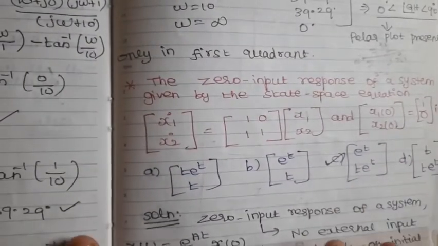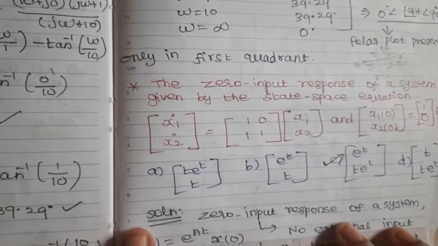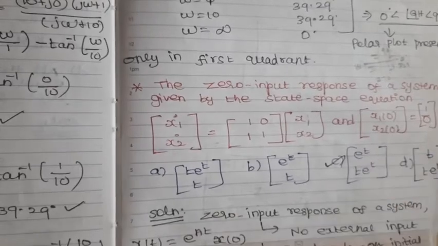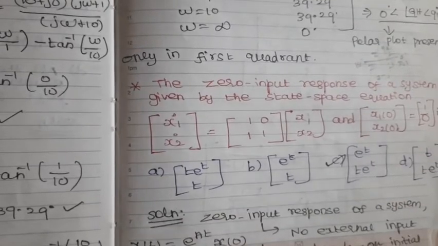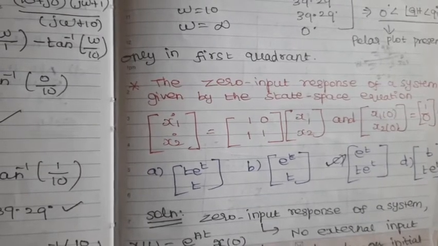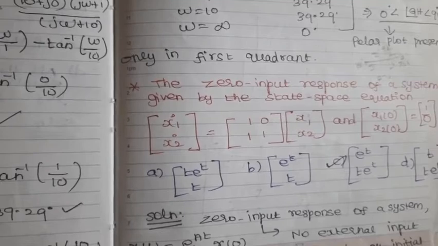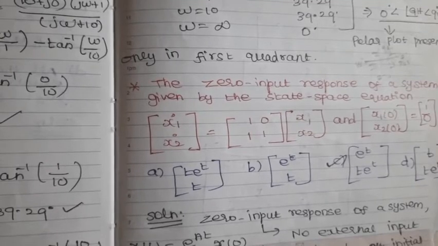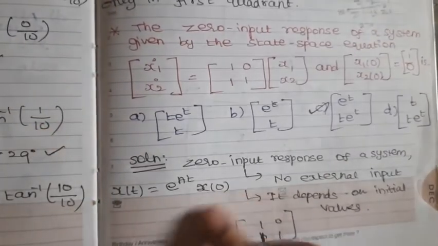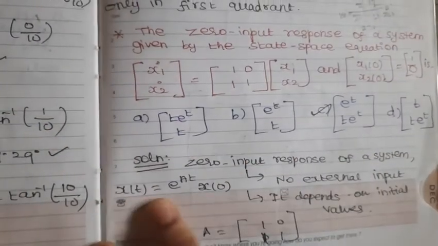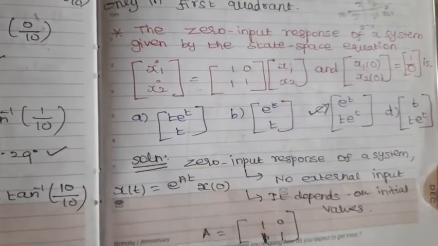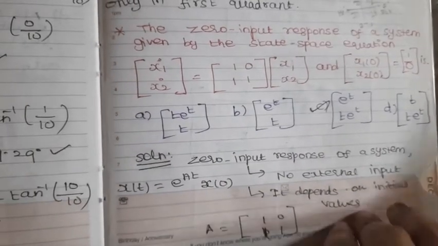Then the zero input response of a system given by the state space equation. The state space equation is given. So zero input response, what does it mean? Zero input means no external input, so it depends only on the initial values. There is no external input. So x of t is nothing but e power At into x of 0.